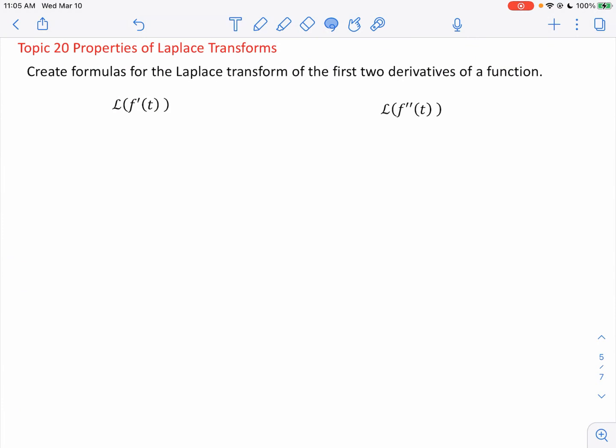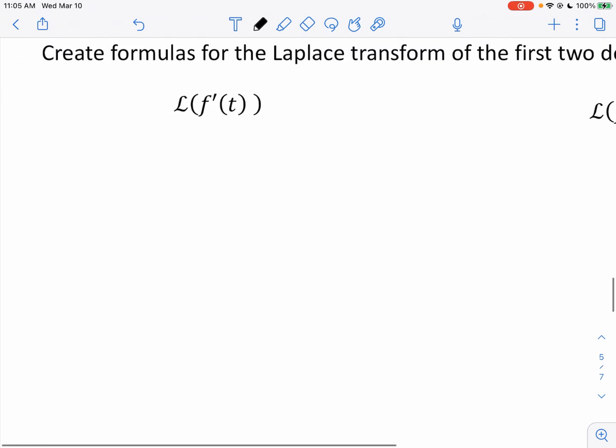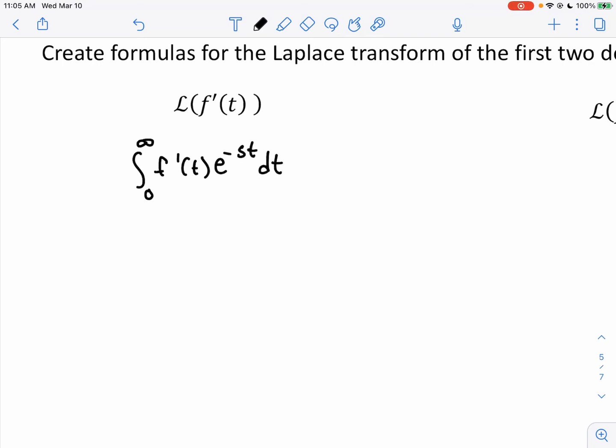Create formulas for the Laplace transform of the first two derivatives of a function. And to do the Laplace transform of a derivative, we're going to refer back to the formula for Laplace transforms in general. So I want to do an integral from 0 to infinity of f prime of t times e to the negative st dt. Okay, this is the integral I want to calculate.